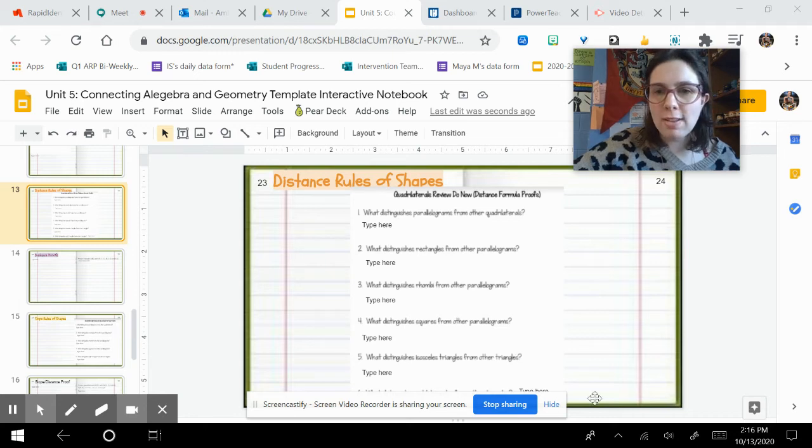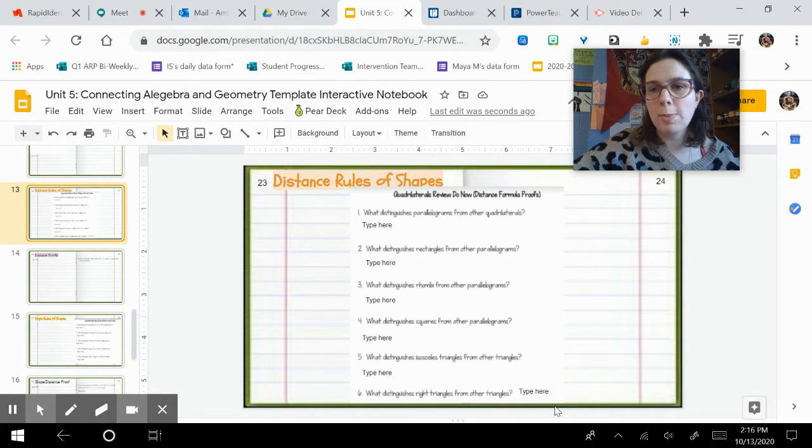Everybody, this video is going to be determining shapes based off their distance. So determining what type of shape they are based off the length of the sides of the shape. Let's first review our different specific rules for each of our types of shapes.